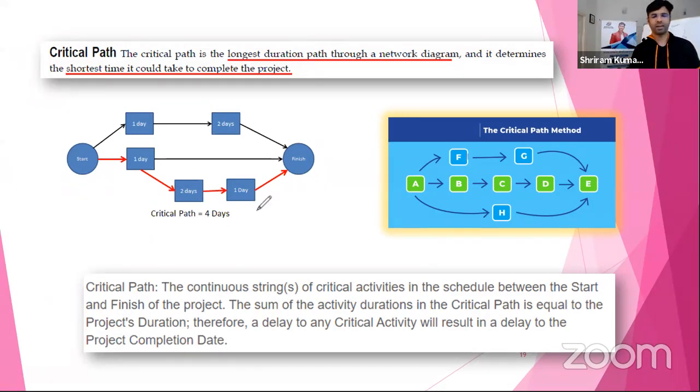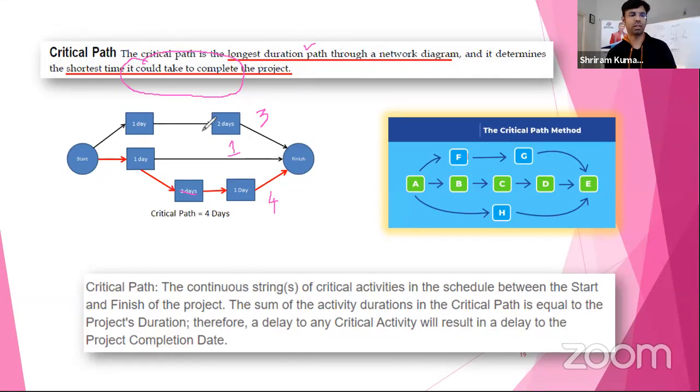See, critical path is something with a statement given here: the longest duration path through the network diagram. In the network diagram, the longest duration determines the shortest time it could take to complete the project. If you watch here, this is one path, 1 plus 2, which is 3 days of time. And there is one path here, 1 day of time, and here 1 plus 2 plus 1, that becomes 4. It's another path in this diagram.